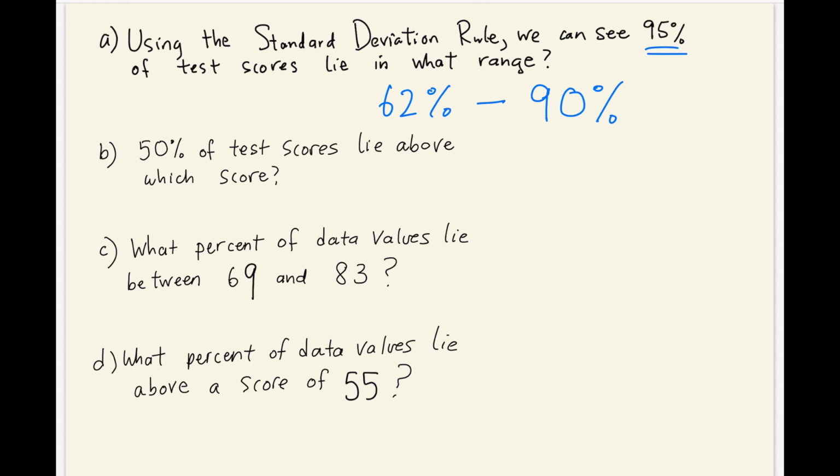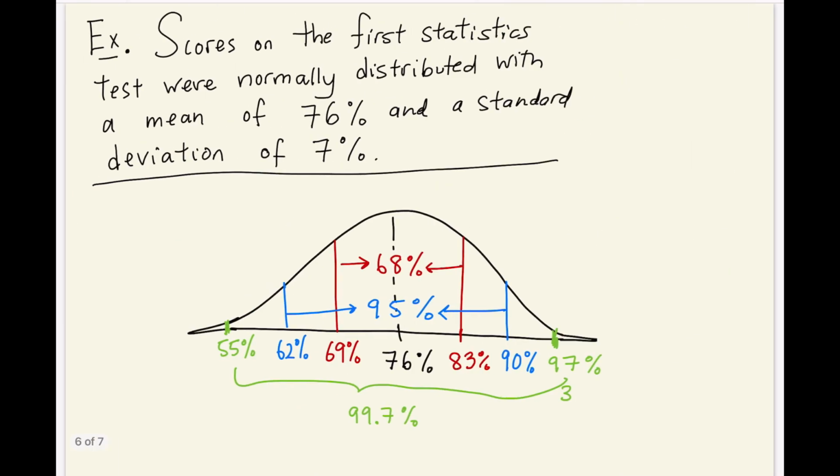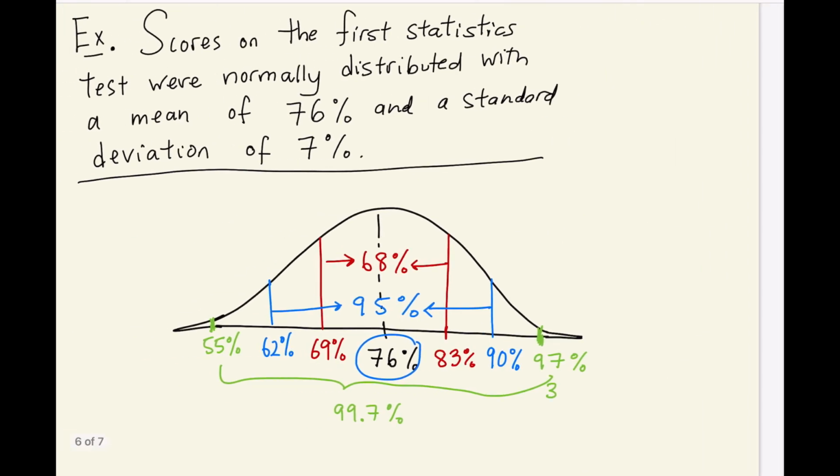The second question says 50% of test scores lie above which score? So this is just asking you for the median. And for a normal distribution, the mean, the median, and the mode are all the same. So that is just my mean, which is 76%.